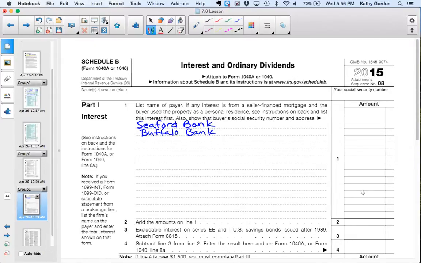From the Seaford Bank, they earned $812 in interest, so you need to make sure that that's on the line that's right across from that. Okay, make sure that they match up. And from the Buffalo Bank, they earned $877 in interest.